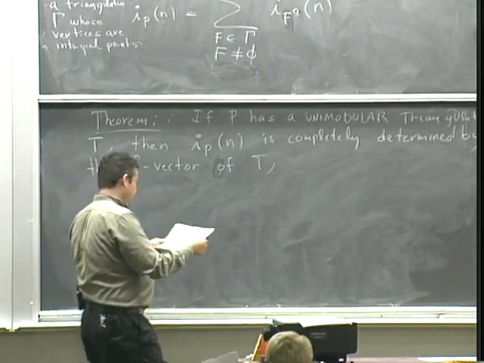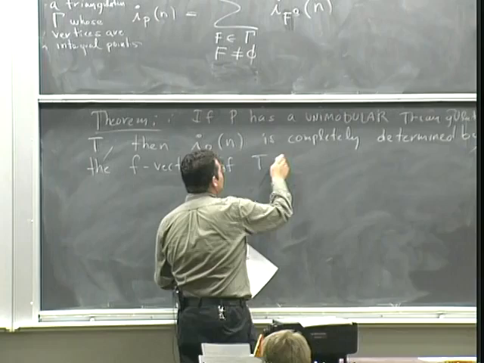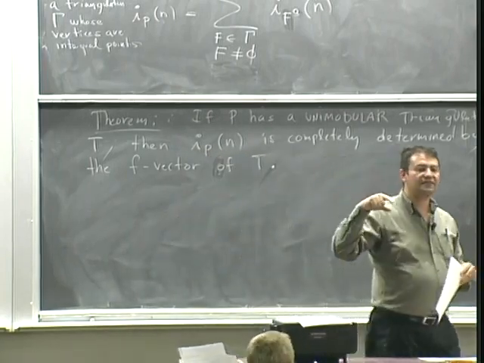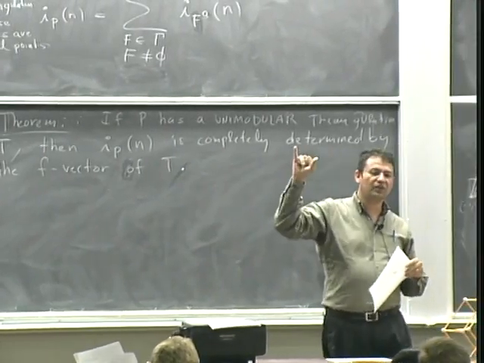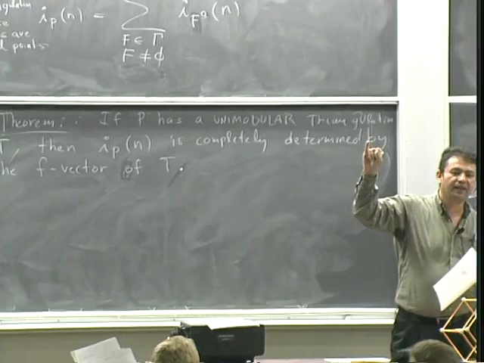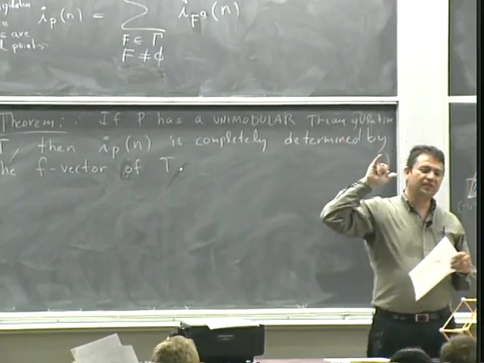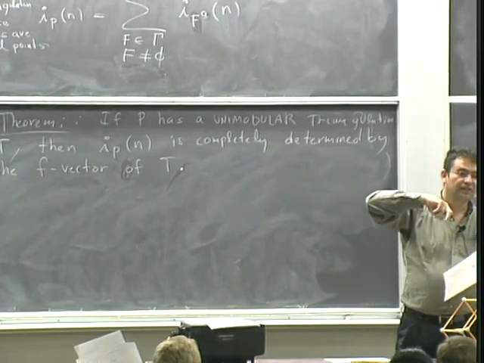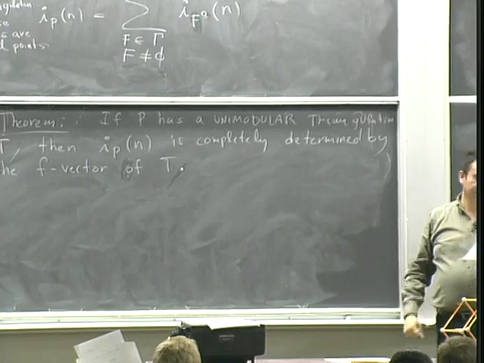Well, actually, one can even say that this is conversely the case, because if you know the Ehrhart polynomial, and you know there's a unimodular triangulation, you can probably just rearrange things and figure out the f vector. But let's just write the theorem this way.